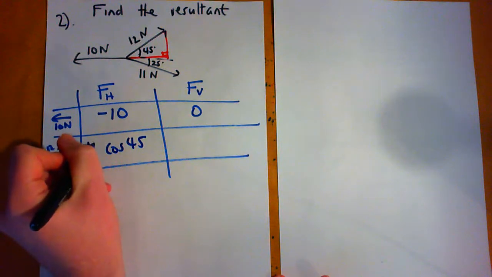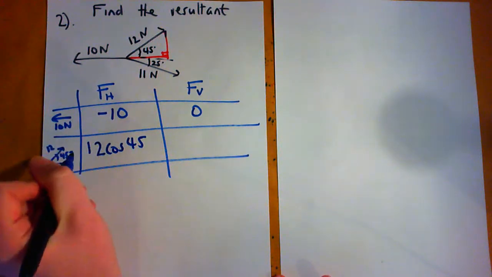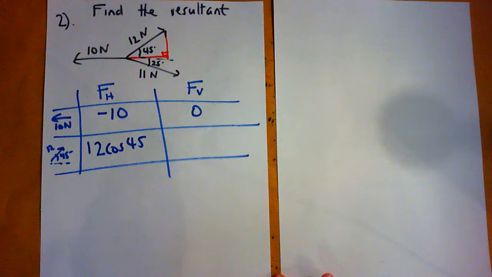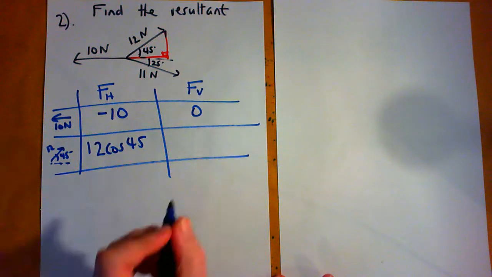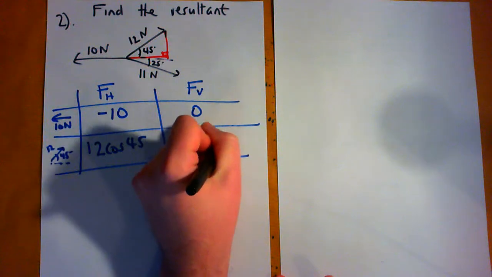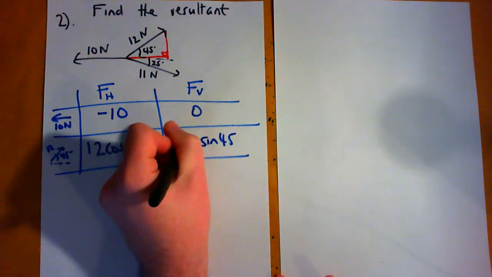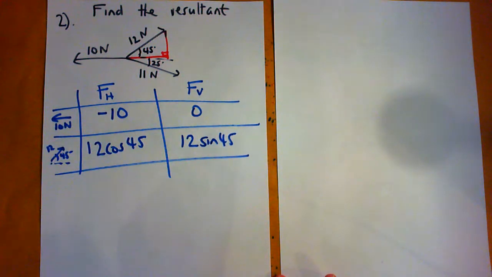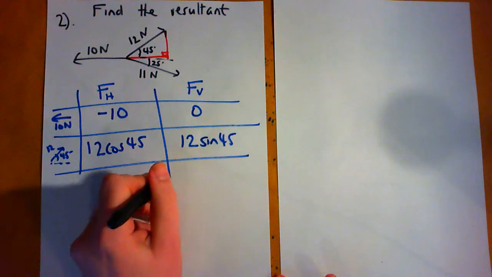And the hypotenuse is 12. Since that's pointing to the right, that's positive. And for the vertical component, we're dealing with the opposite side of our triangle, and the hypotenuse is 12. So that means opposite and hypotenuse will be sine. Sine 45 times 12, and it's pointing upwards, which means that it is positive.